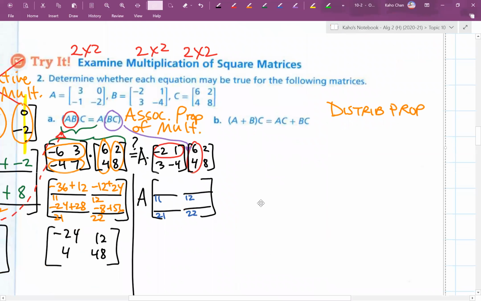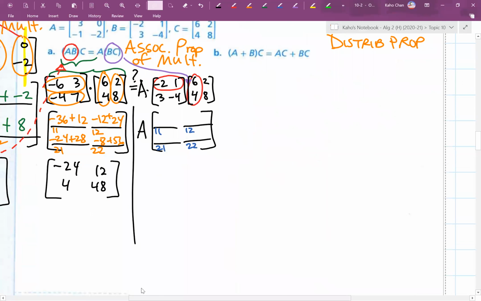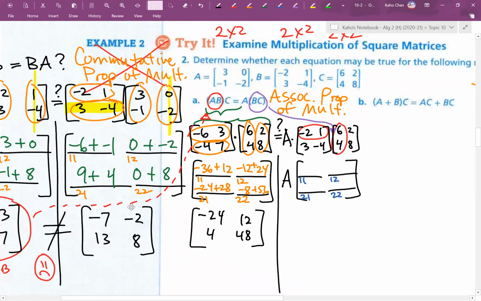Whoops. Come on, technology. There it goes. Much better. Okay, much better. Here we go.